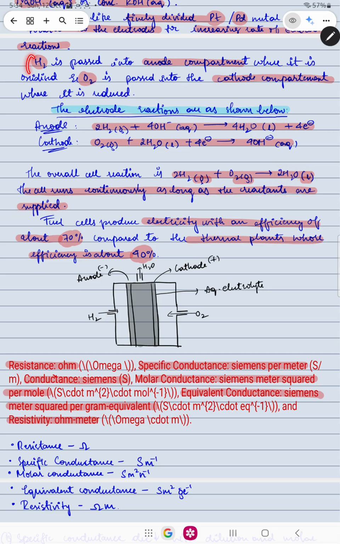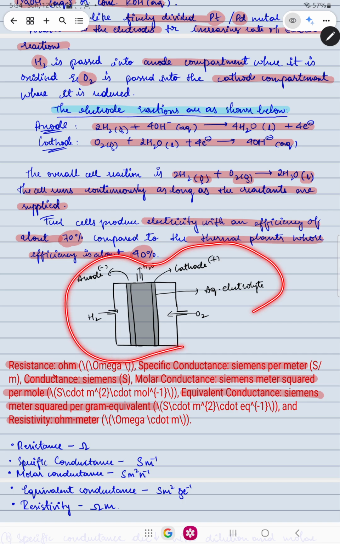What are the reactants? Hydrogen and oxygen. जब तक हाइड्रोजन ऑक्सीजन नहीं देंगे तब तक वो नहीं होगा. Fuel cells produce electricity with an efficiency of about 70%, compared to the thermal plants whose efficiency is about 40%. There's a lot of difference, guys.